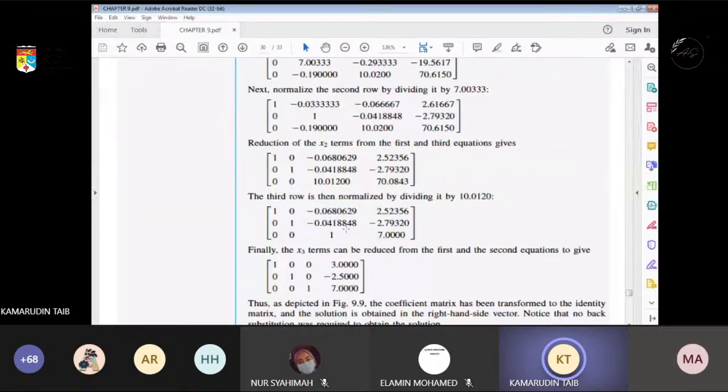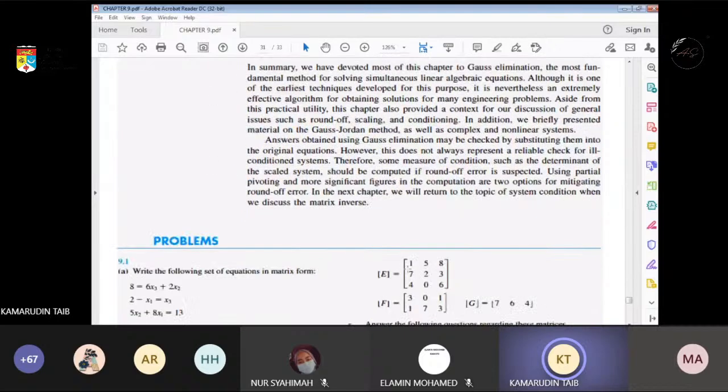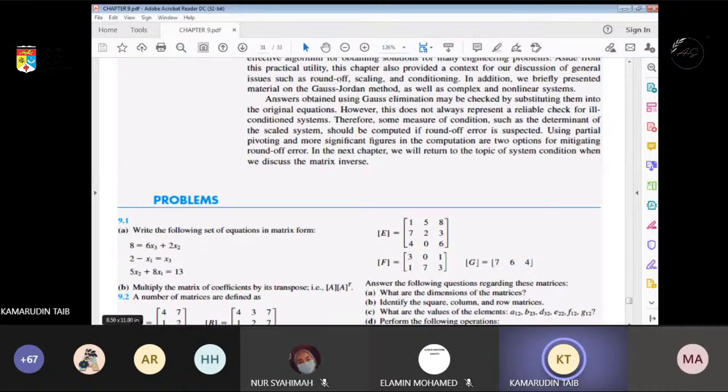So what Gauss-Jordan did is to get all the main diagonal become 1 and also to make this element 0. That is the additional effort introduced by Jordan. Okay, so that is the end of chapter 9. Next I'm going to move on to the next chapter, which is chapter 10.